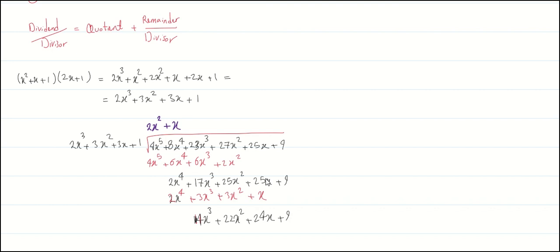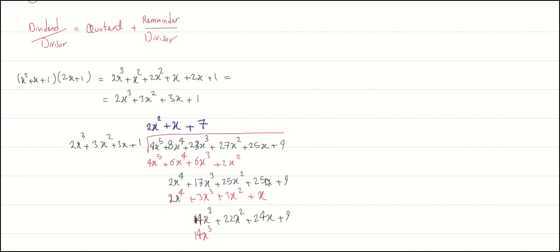Now for the last step, we're just going to do the same thing again. We divide the 14x cubed by 2x cubed in here, which is equal to 7. And now you just multiply the 7 by the divisor, so it would be 7 times 2x cubed, which is equal to 14x cubed.